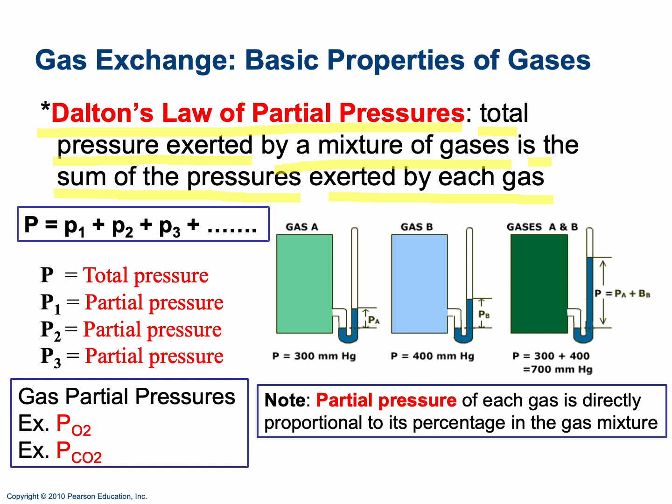All right, so the equation you can see here: P equals P1 plus P2 plus P3. What does this mean? P is equal to the total pressure. P1, P2, P3 are the partial pressures of gases. Ultimately, this is looking at the gases in the atmosphere. When we look at the gases in the atmosphere, there's oxygen, carbon dioxide, and nitrogen, and they all have a certain percentage. Ultimately, those partial pressures then add up to 100%.